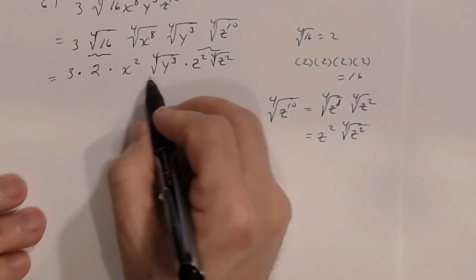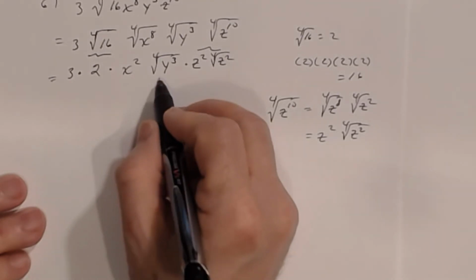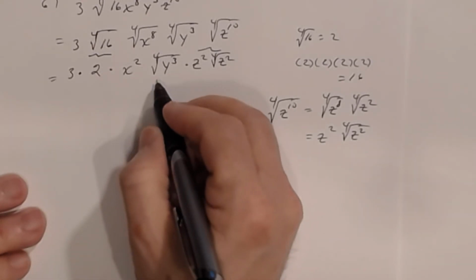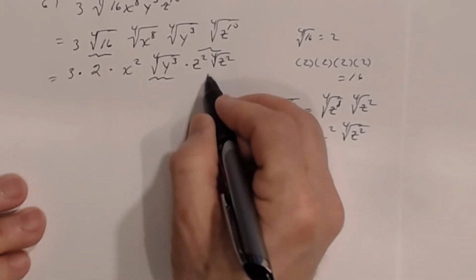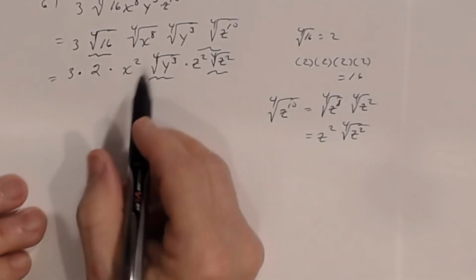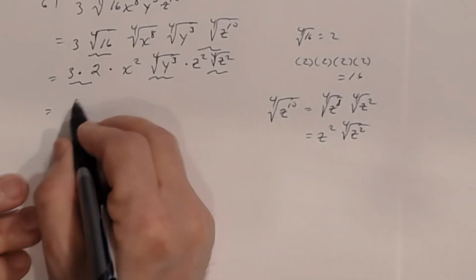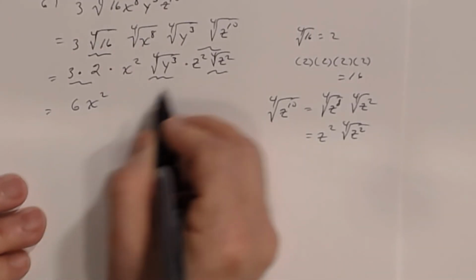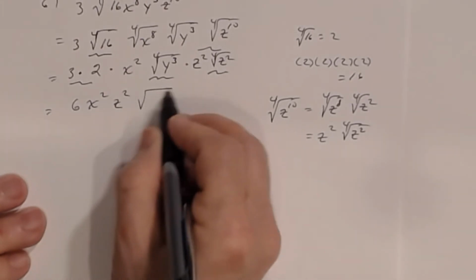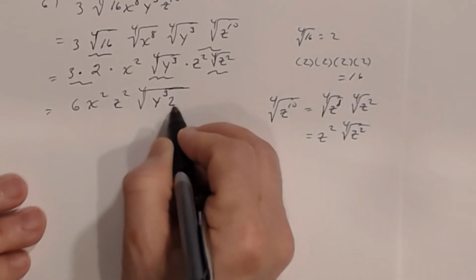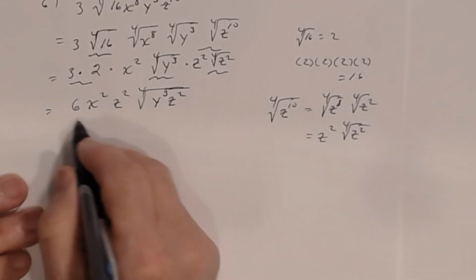And now what you want to do is, again, don't leave the answer like this. For one thing, you know 3 times 2 is 6. Another thing you know is that these two radicals I can write as one because they both have the same index. So this becomes 6 x squared z squared times the 4th root of y cubed z squared. All right, and that's the answer.